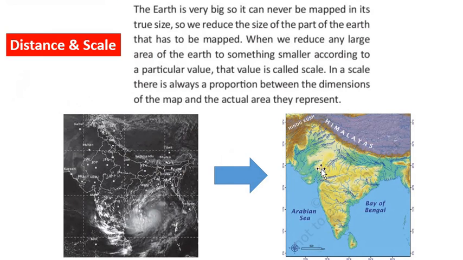First, distance and scale. You see, the earth is very big, so it can never be mapped in its true size. Understand? So we reduce the size of the part of the earth that has to be mapped.